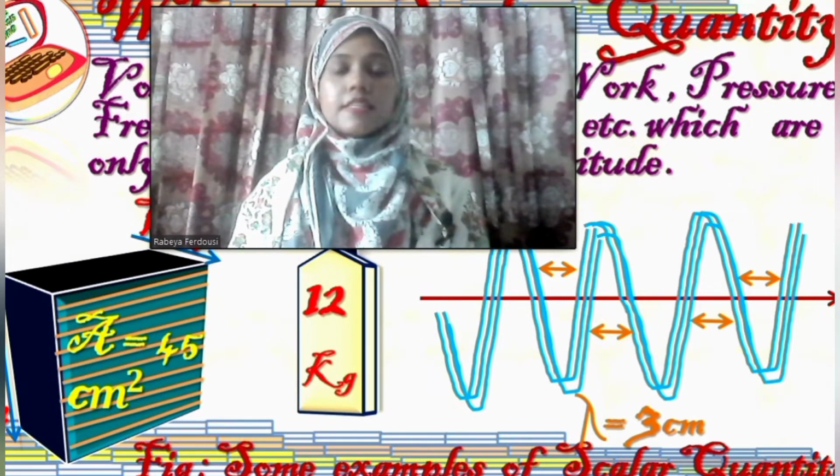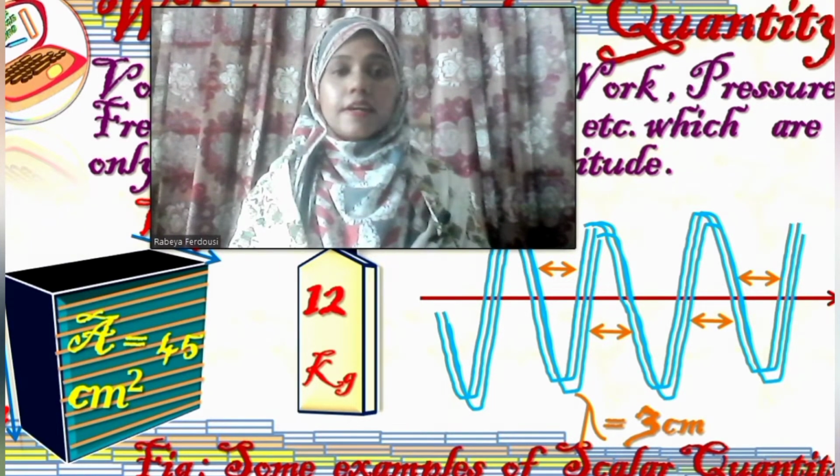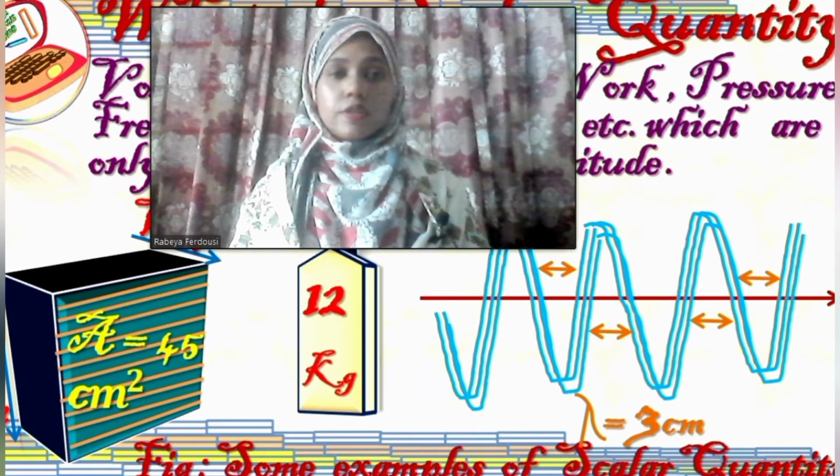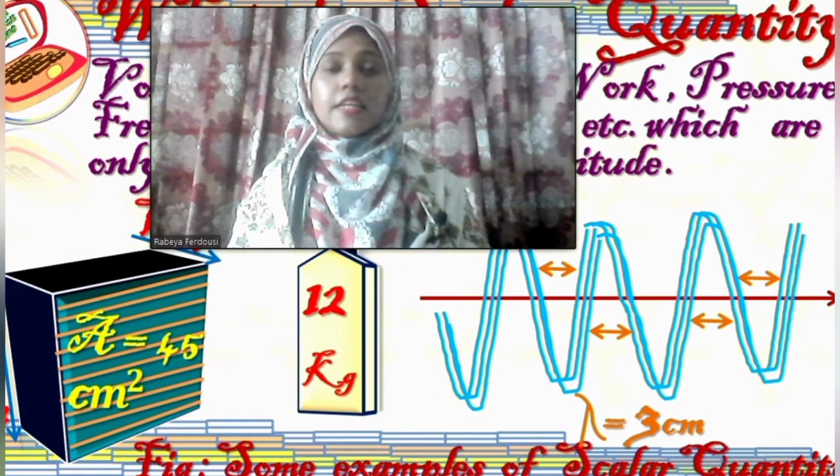And the final one is about the wavelength of a wave. The wavelength of a wave, which has been shown in this figure, is 3 cm. Here, we do not know any direction of this wave. We only know the length between the two waves. So, the numerical value of the length between the two waves is definitely an example of scalar quantity.